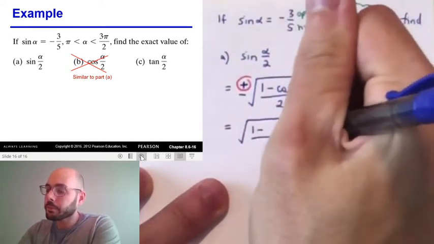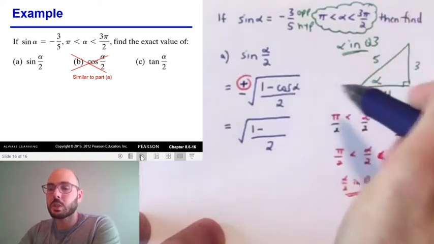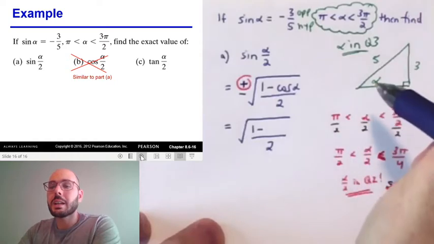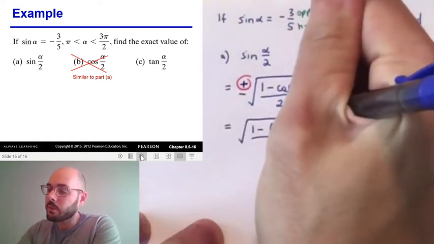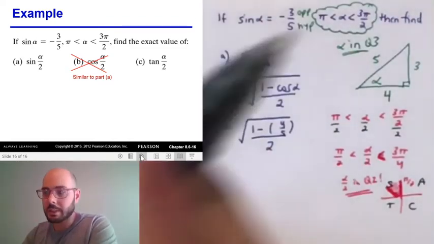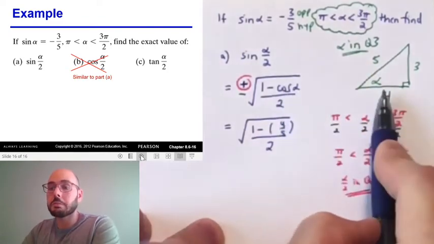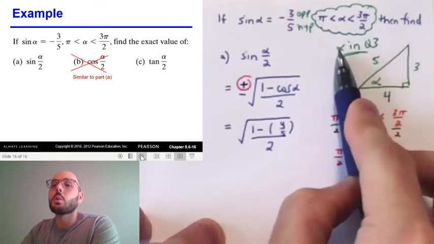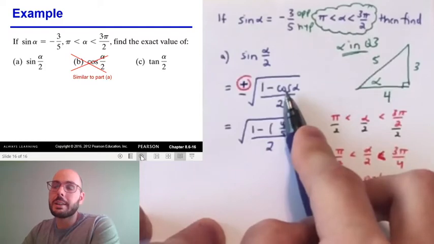So we need to figure out what cosine of alpha is. So that's how we're going to use the triangle that we just built. We want to look at it. Cosine is adjacent over hypotenuse, which is 4 over 5. But don't forget to check the quadrant. This time we're looking at alpha, cosine of alpha. Alpha is in quadrant 3. So in quadrant 3, cosine is going to be negative.